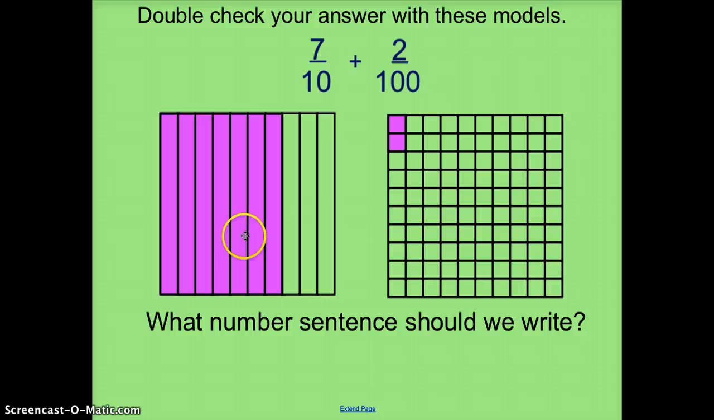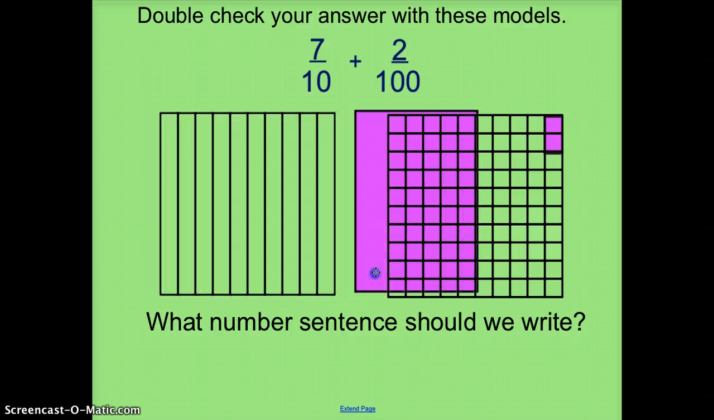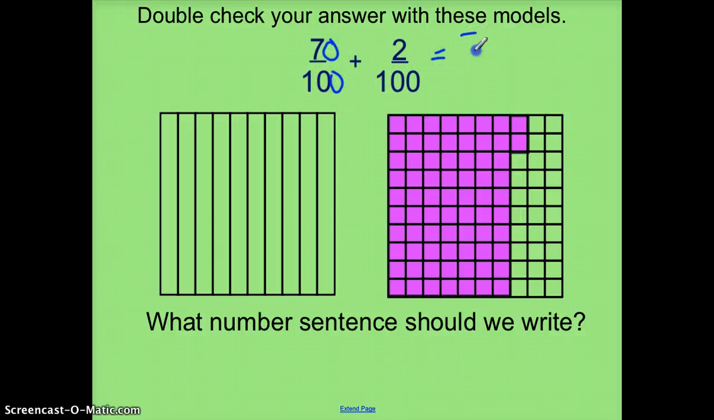So here I have 7/10ths and I've got 2/100ths. I'm going to slide these 2/100ths over. I'm going to make my 7/10ths turn into, let's count up here, each one of these is 10 in the column. So 10, 20, 30, 40, 50, 60, 70/100ths. Plus 2/100ths, and I might just change my fractions up here. Instead of 7/10ths, I'm going to make it 70/100ths plus 2/100ths equals 72/100ths. And this matches my model.